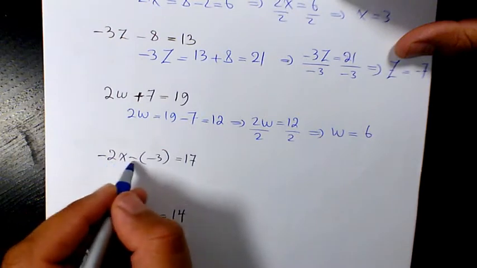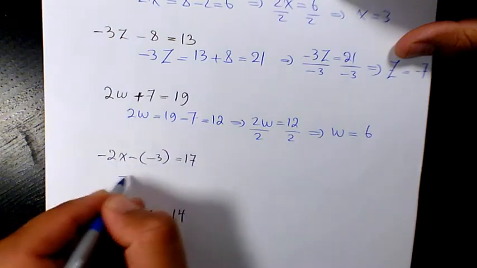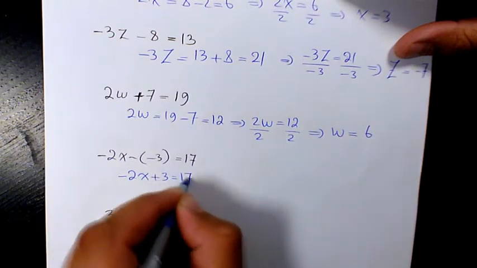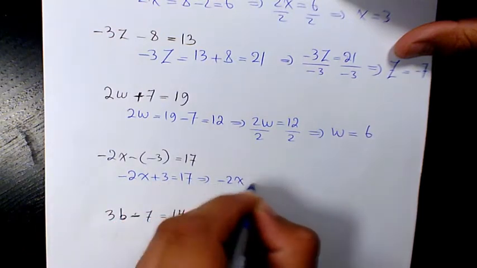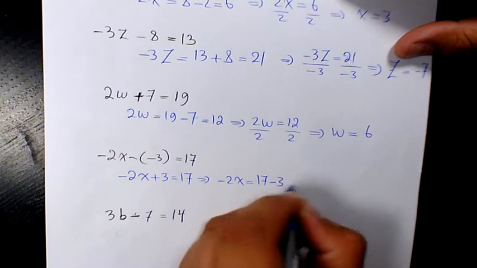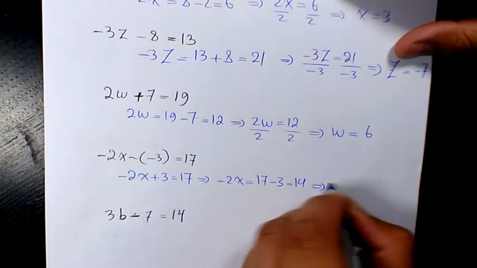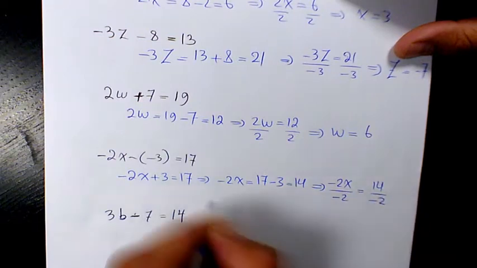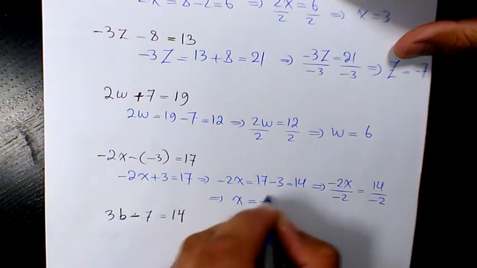Negative 2x minus negative 3 equals 17. So it's going to be negative 2x. Negative times negative is going to be positive 3. So we have negative 2x equals 17 minus 3, which is going to be 14. So we have negative 2x divided by negative 2, 14 divided by negative 2. So we have x equals negative 7.